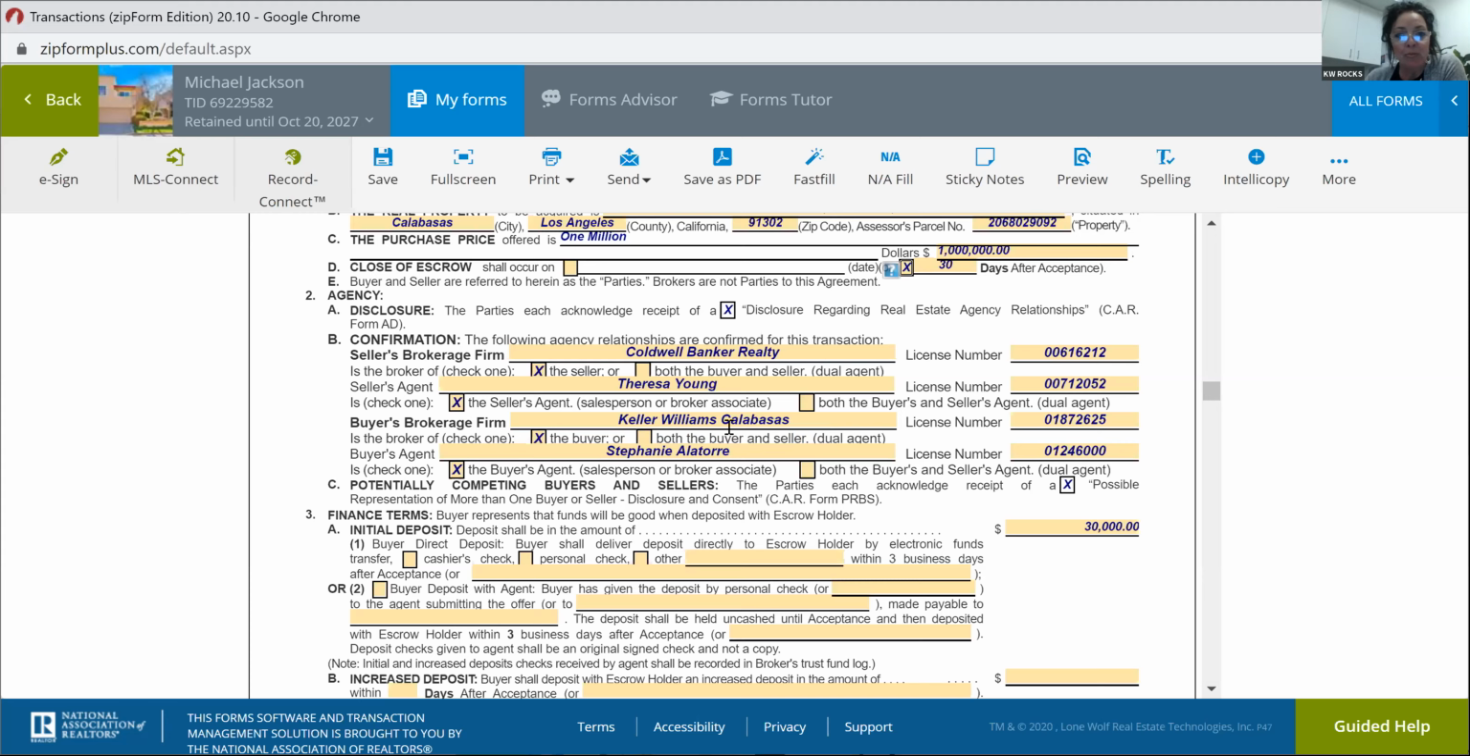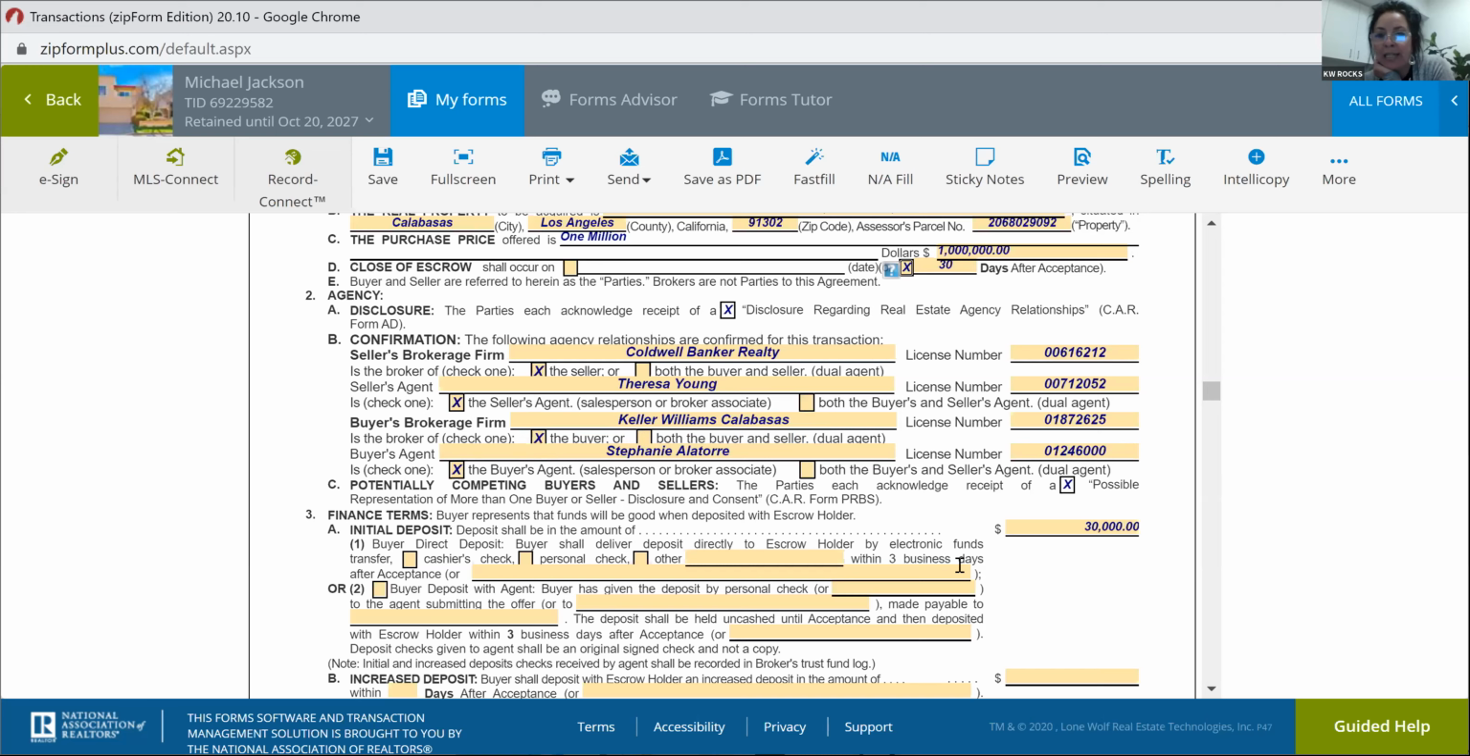And then the buyer's brokerage firm for these purposes, it's us, Keller Williams Calabasas, and that's our brokerage number. And then they represent the buyer, and then Stephanie Alatorre is the buyer's agent, right? And this is my license number. So does that make sense? So I never ever want to see any of this blank ever when you turn in an offer, okay? Got it? Okay.